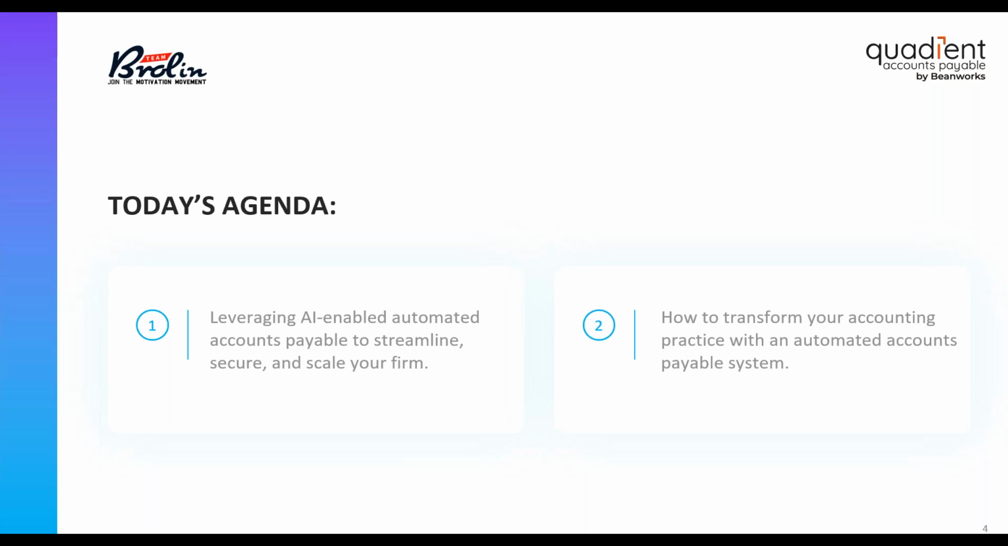So as we think about that, we're going to talk about today's agenda. We're going to talk about leveraging AI-enabled automated accounts payable to streamline, secure, and scale your firm. What does that mean? If you're a full service concierge, a lot of you call yourselves the concierge service, you're doing a lot of things for the client, kind of anything they need. One of them may be accounts payable. Well, we want to streamline that accounts payable process for us to be more efficient, more effective, and free up our time. We also want it to be in a secure manner.